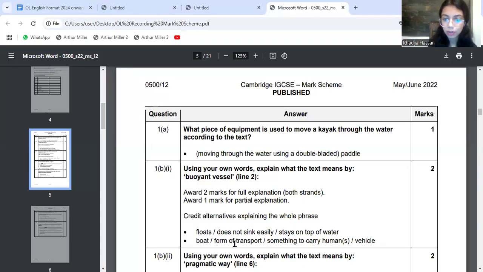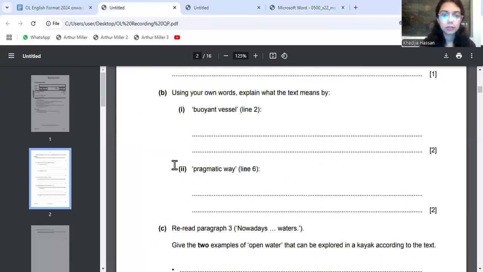Boat could have been written, form of transport could have been written, vehicle could have been written, so vehicle is fine. Something to carry humans. Any of these would have worked. But also if you had paraphrased, so instead of writing one word, you had explained the entire phrase in your own words. Because what happens sometimes is you don't know the exact synonym word and you paraphrase the entire thing. If you do that, you also get marks. That's not a problem either. So I would probably get a 1.5 for my answer, which was a moving vehicle, right? Okay, let's move on to the next one.